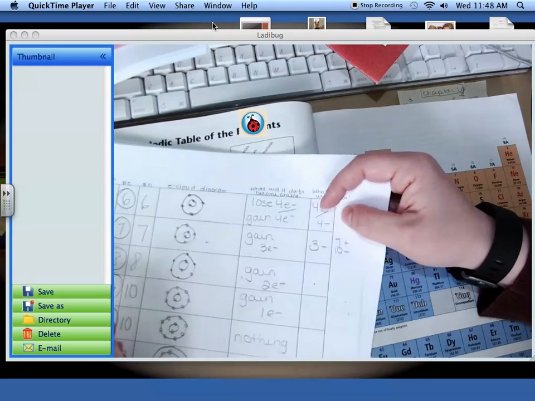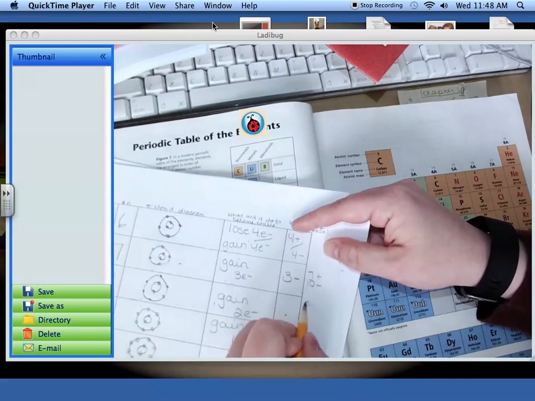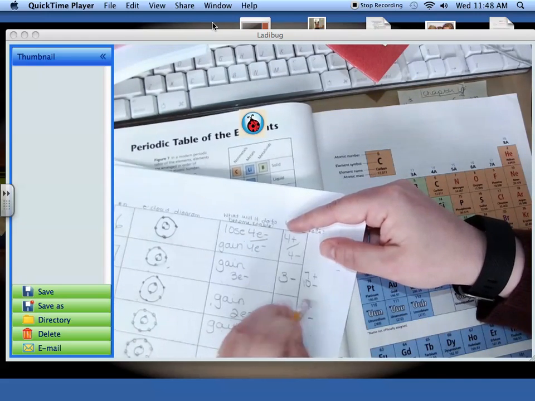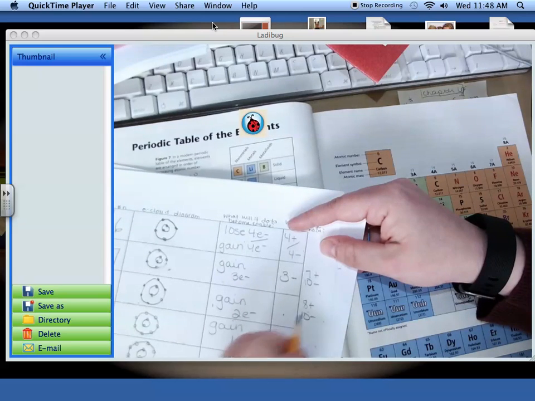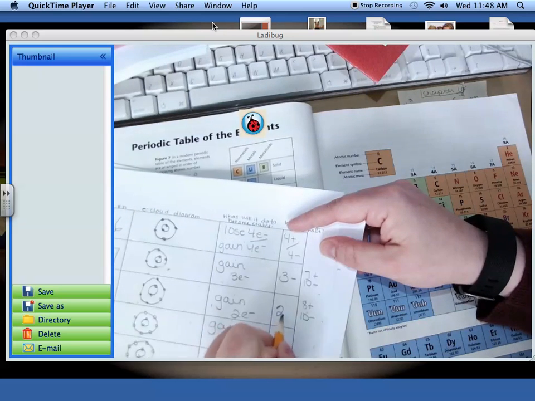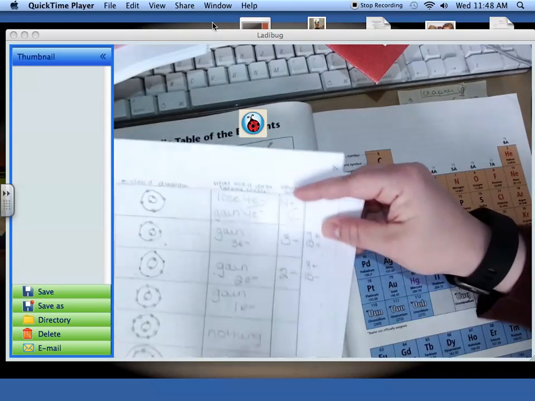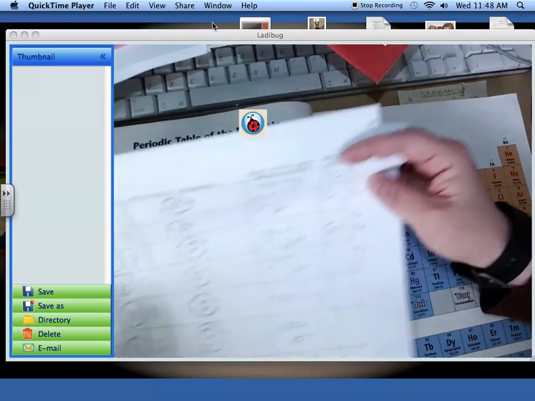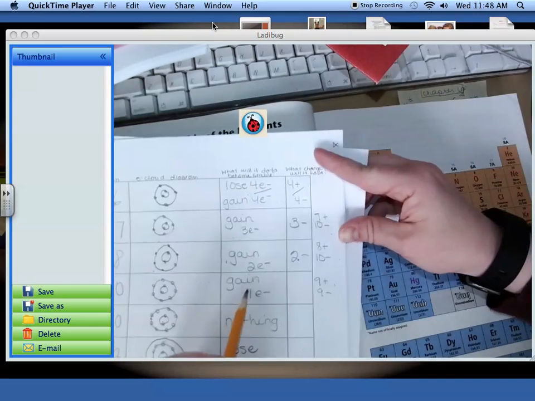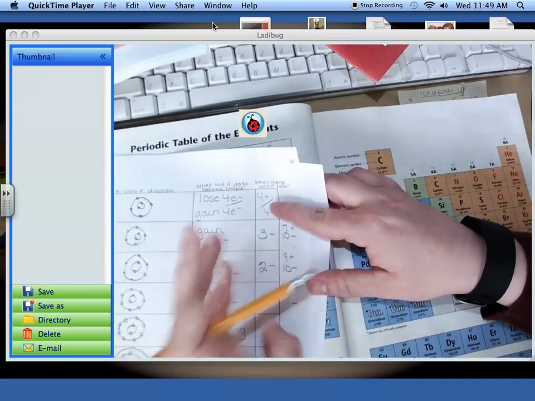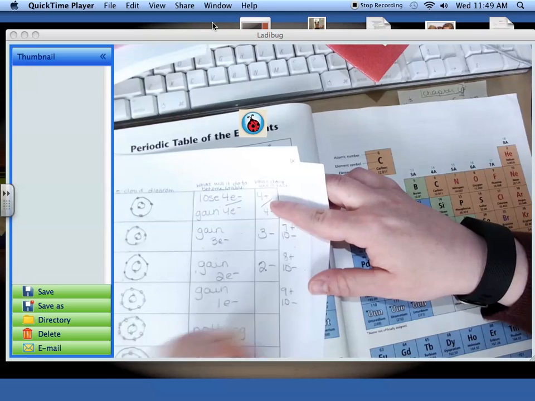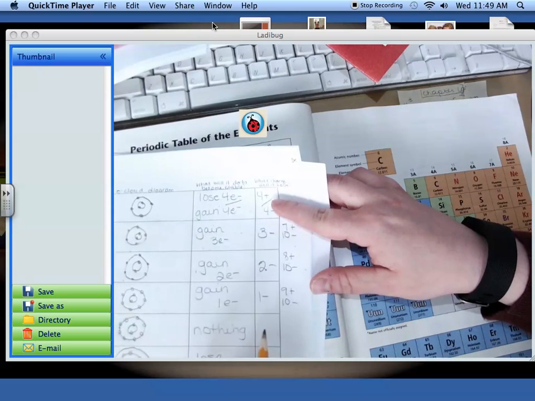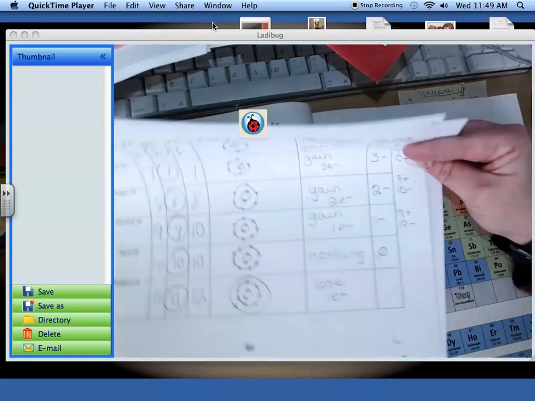Oxygen starts out with 8 positives and 8 negatives. If it gains 2 negative charges to become stable, it'll have 10 negative charges. That'll give it a charge of 2 minus. 9 positives, 9 negatives is what fluorine started out with. If it gains an electron to become stable, that'll be 10 negative charges. That will leave over a 1 negative charge. This doesn't do anything, so it's neutral.